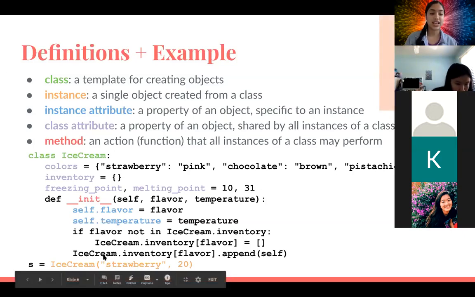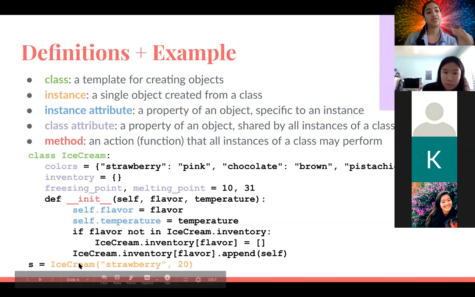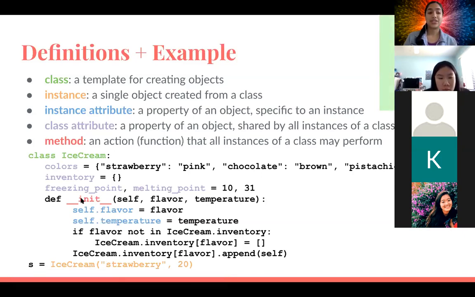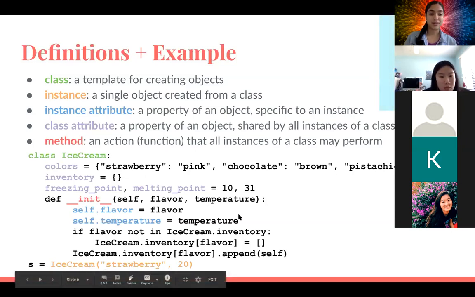So what does this line of code do? Well, under the hood, Python sees the name of the class ice cream, and then it says I should look up the init method for this particular class. So it finds the init method wherever it is, and then it executes the init method with flavor bound to the flavor that was passed in, strawberry, and the temperature being bound to the number 20 that was passed in.